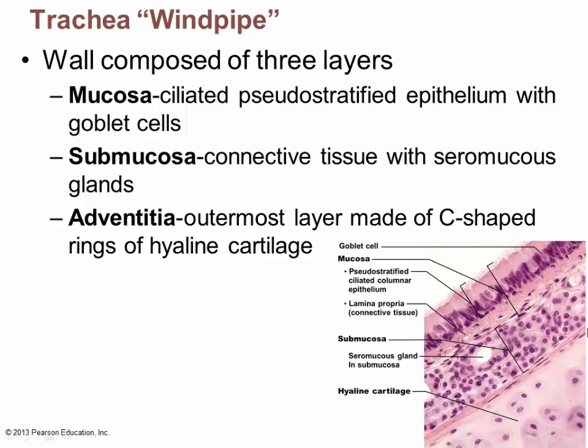You have a submucosa layer. This is where you have a connective tissue with seromucous glands. Based on their name, they make mucus. And then underneath that we have the adventitia layer. This is the layer that you're going to find hyaline cartilage, your eyeball soup. It makes up C-shaped rings of cartilage. Again, they don't go all the way around in the trachea. They're not a perfect circle, but they are C-shaped.